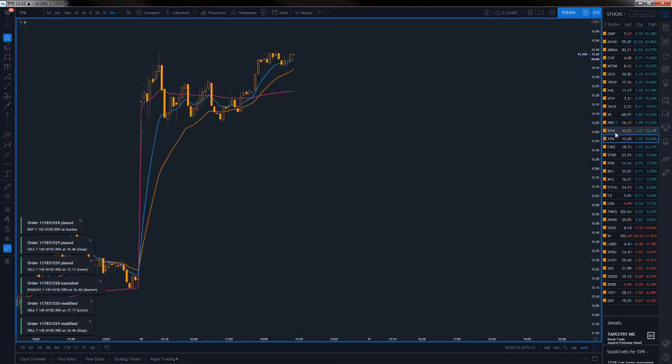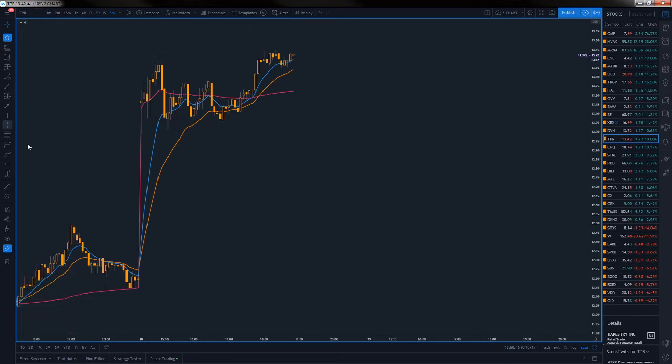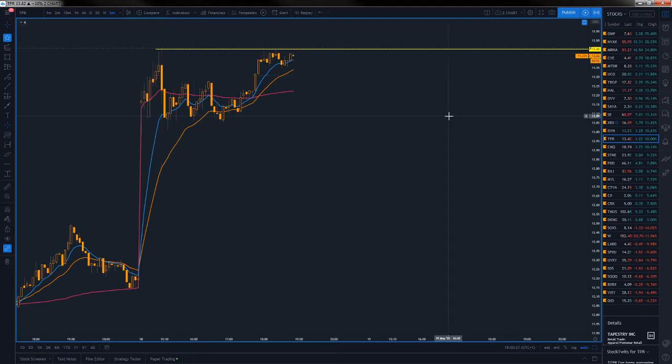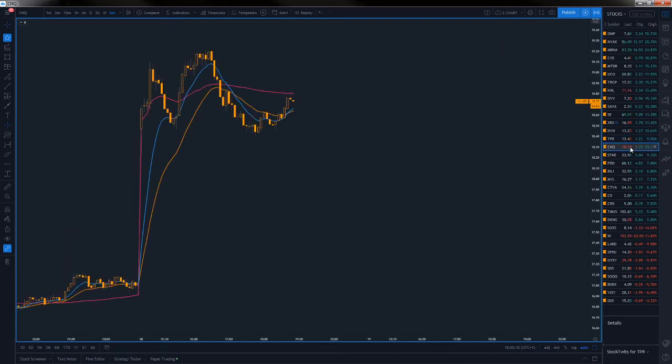You know, you'll have winners, you'll have losers. Some days you'll lose 2%, some days you lose 4%, some days you'll make 10%. What's the red line? The red line is the VWAP, so the VWAP is the volume weighted average price.